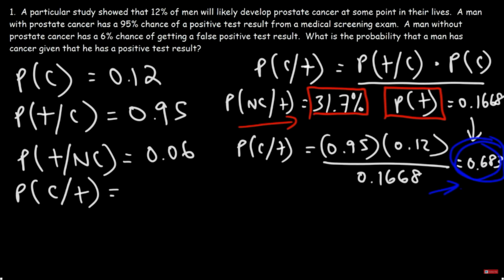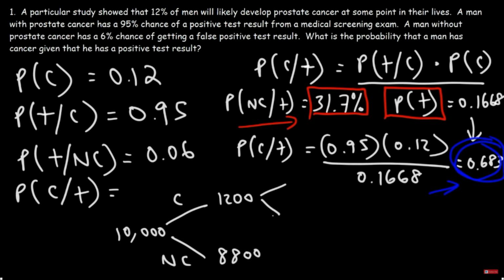Now, there's another way in which we can get that answer. And let's talk about how we can do it. So let's say that there's 10,000 people in a city. And based on this survey, 12% of those individuals have cancer. So we're going to use the same percentages. 10,000 times 0.12 is 1,200. And the other 88% do not have cancer. So 10,000 times 0.88 is 8,800.